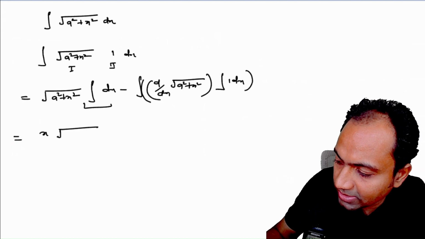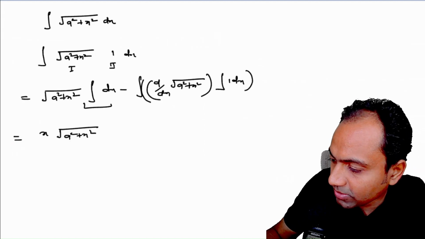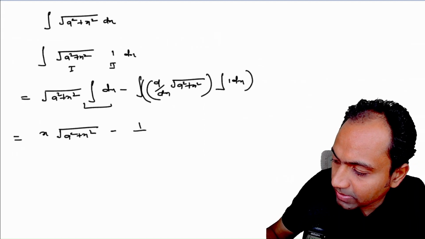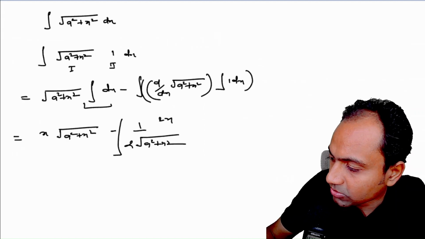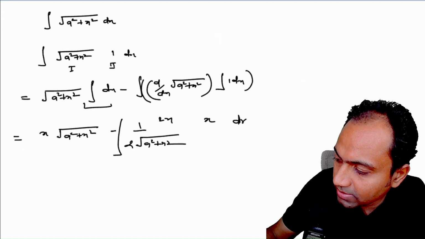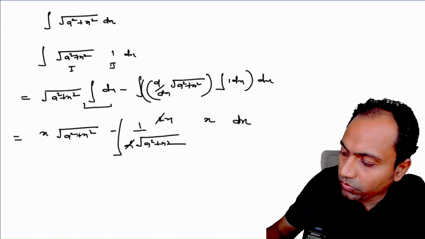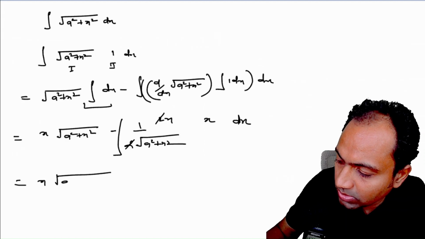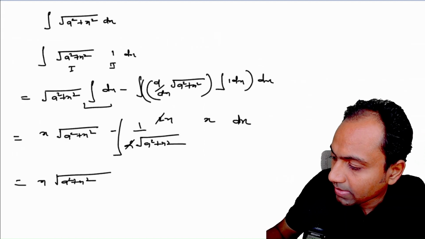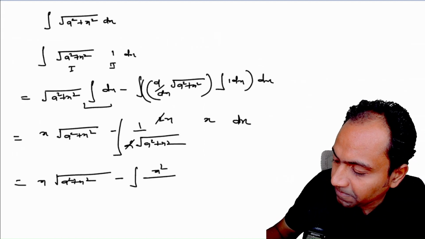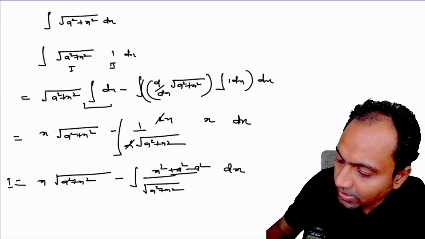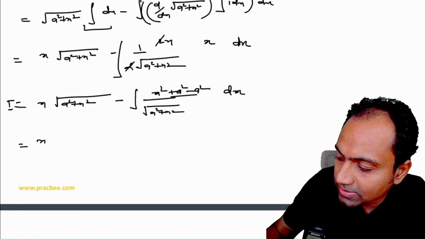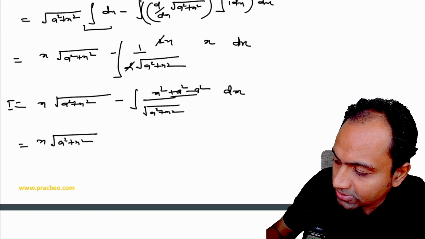So our answer becomes x times root of a square plus x square minus, in the second part, it becomes 1 by 2 root a square plus x square, and then differentiation becomes 2x. Again what we get is x and then dx. And if I do so, my 2 will get cancelled out. This becomes x times root a square plus x square, and this becomes nothing but x square by root a square plus x square. In order to even things out, I will add and subtract a square. This is my I.